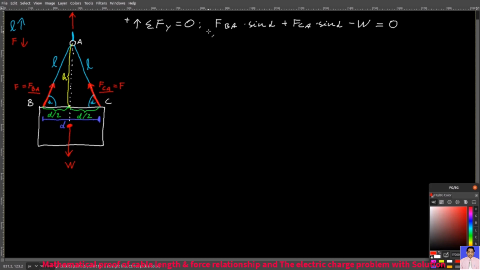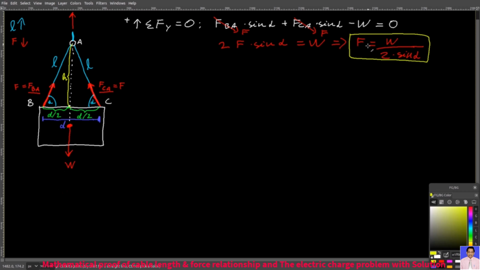I obtain them here. However, remember that both of them are F, so I have 2 times F times sine alpha, and then this one will go to the other side, so it will be like this. That means that F equals W over 2 times sine alpha. So this is my result.